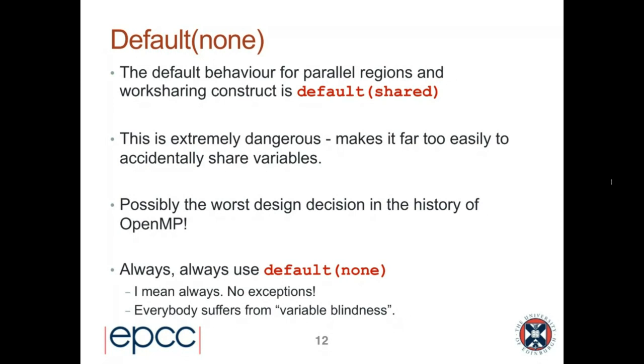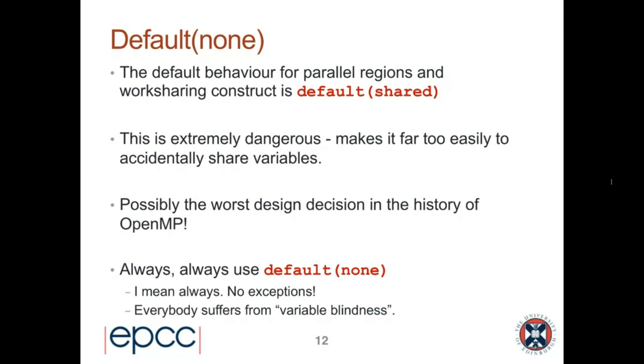Why do I make this point so forcefully? I've seen it happen so many times that people make mistakes. And what happens is that there's an effect that I call variable blindness. If you ask somebody to look through a piece of code, even a fairly simple piece of code, and list all the variables that are used, they will typically miss some. So relying on default behavior is extremely dangerous because the consequences are so bad: you get race conditions and non-deterministic behavior. I just can't emphasize this enough as good practice.